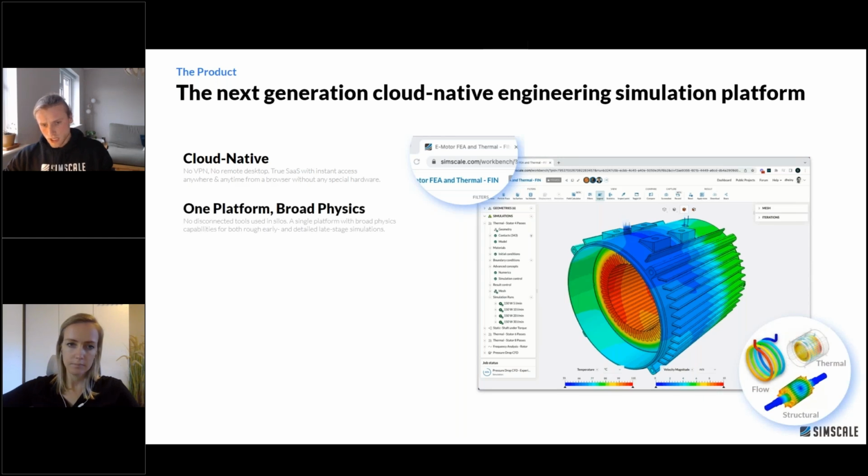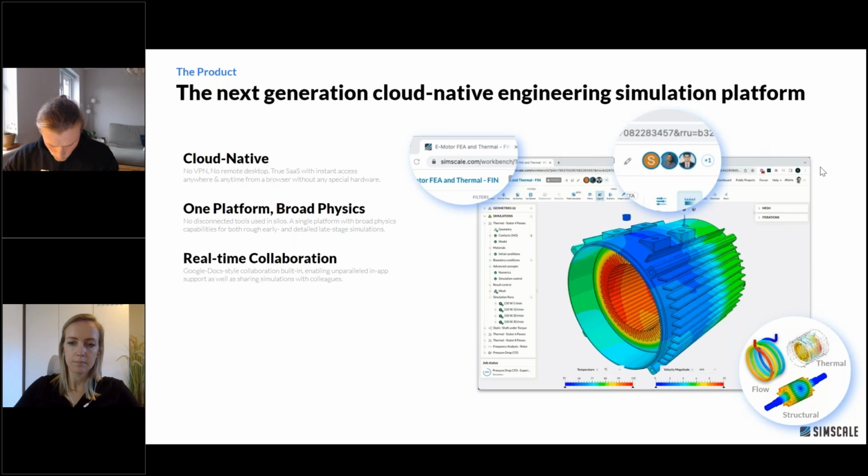It's one platform, but that doesn't mean just one application. We've got a wide range of different physics on the platform: flow analysis with CFD and some advanced CFD codes using the lattice Boltzmann method. We've got thermal analysis, we've got structural analysis, and we've got electromagnetics coming in now as well. And it's all contained in one platform with very similar workflows, right? So once you've learned structural analysis on SimScale, for example, it's a very easy transition to get into some flow analysis as well. So it's one platform, but with a large set of capabilities across a broad range of physics.